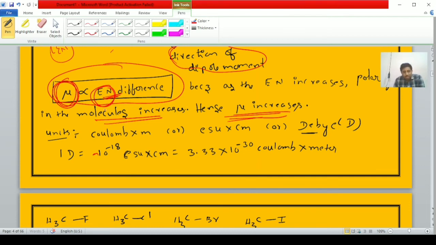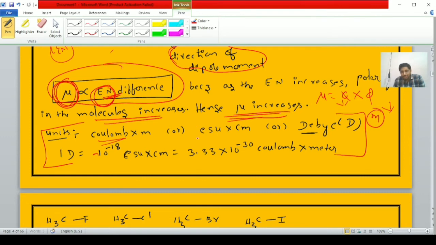Here, student, a few small points regarding the units of dipole moment. The unit of dipole moment is coulomb into meter, because we know that mu is equal to Q into D. The unit of Q is coulomb. Why? Because Q is nothing but charge. The charge can be expressed in coulomb and the distance can be expressed in meters.